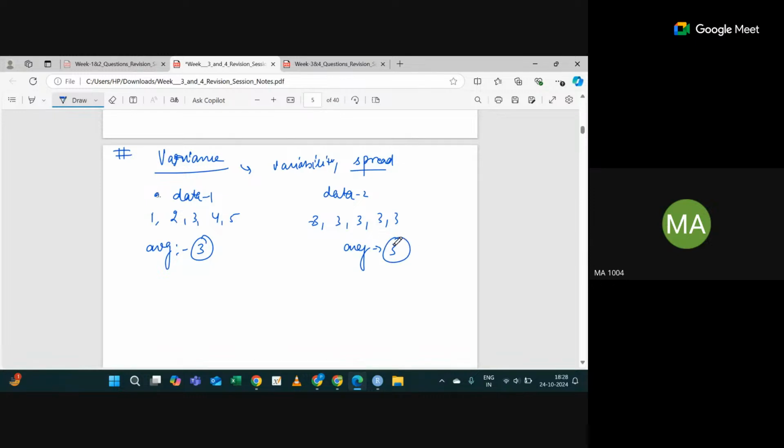The averages are the same for both data sets, right? But can we say in reality both data sets are equal, based on average only? No. There is some spread, there is some variability in your data set, right? Yes or no? Yes, sir.